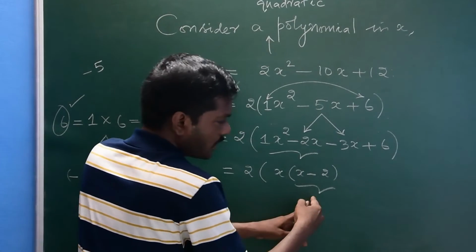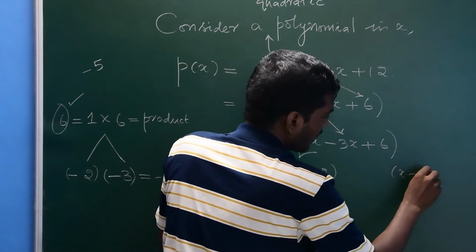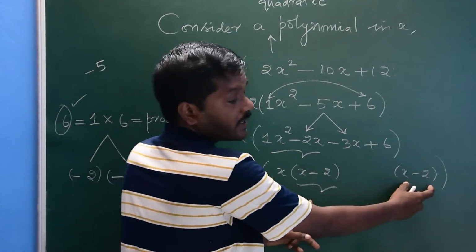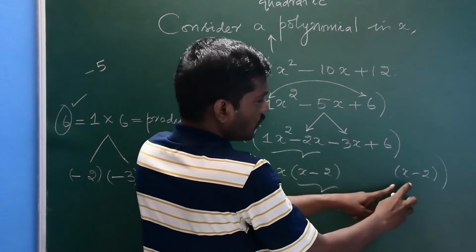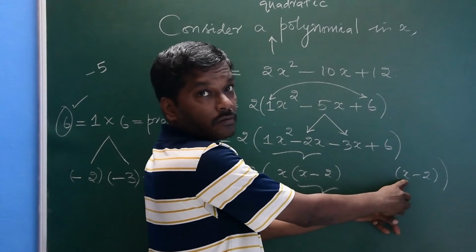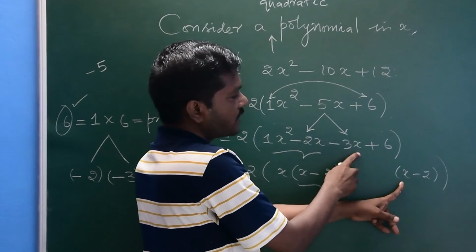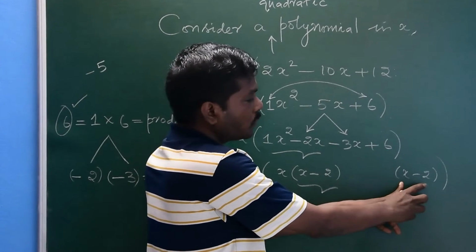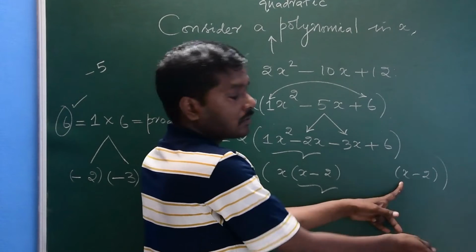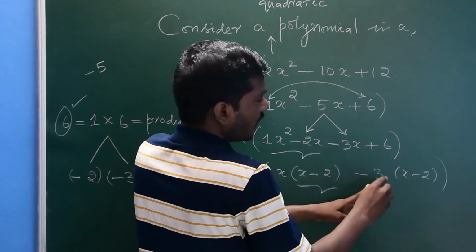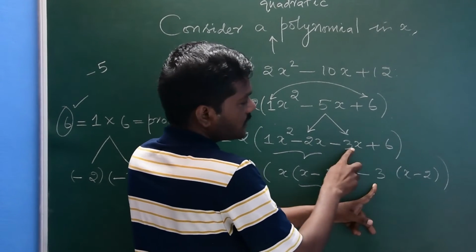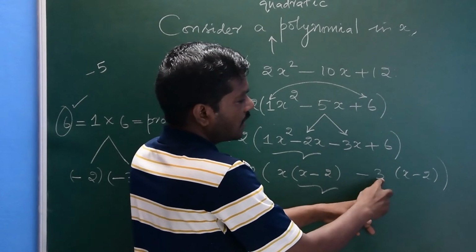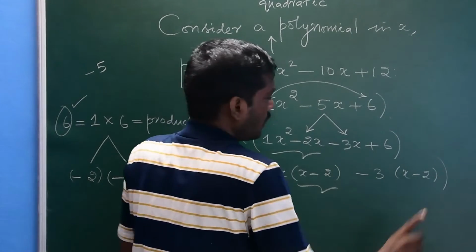Now, you copy this and paste it here, x minus 2. Now you ask the question, what should be multiplied with 2x to get minus 3x? Or you ask, what should be multiplied with minus 2 to get plus 6? So the answer is minus 3. And if you want, you can check: minus 3 times x is minus 3x, minus times minus is plus, 3 times 2 is 6. So we got the answer.